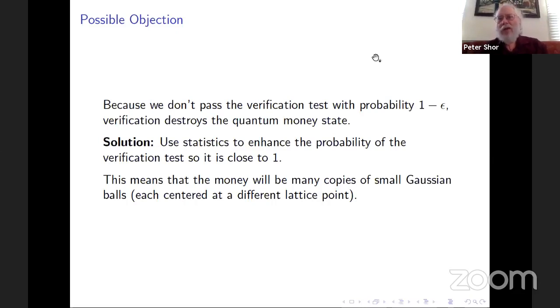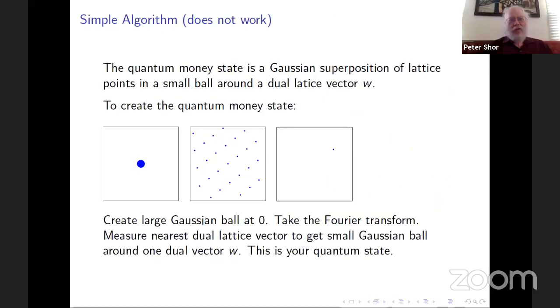Oh, I see a bunch of questions. Yeah, they all have to do with the fact that you haven't told us what the classical information associated with the quantum money state is, and how that allows you to do the verification. Okay. So the classical information is a dual lattice vector, W here. Your quantum money state is a Gaussian superposition of points around a dual lattice vector. The classical information, the serial number, is a dual lattice vector.